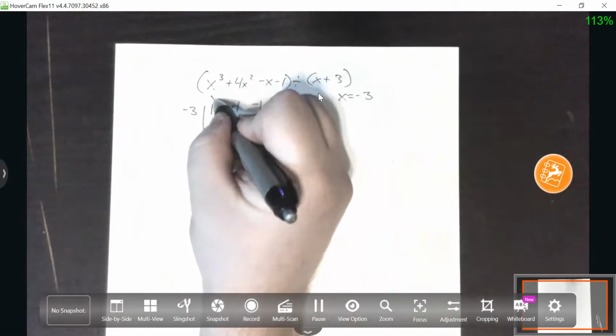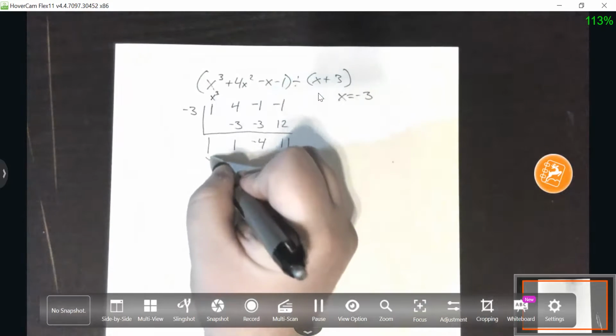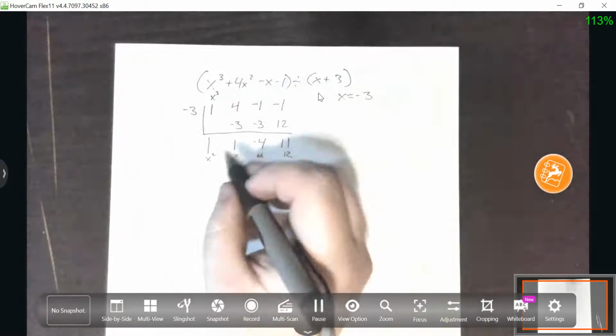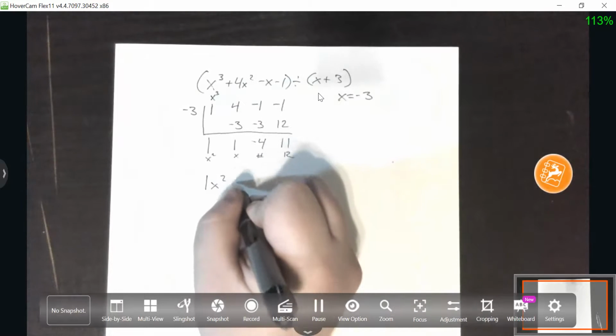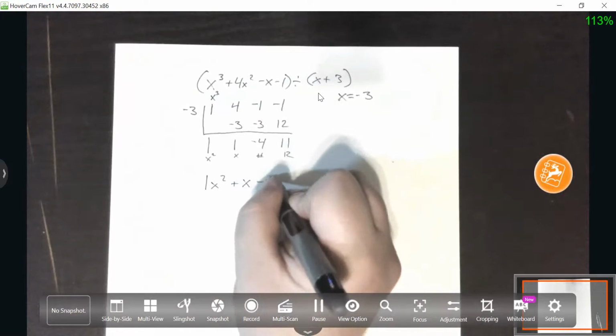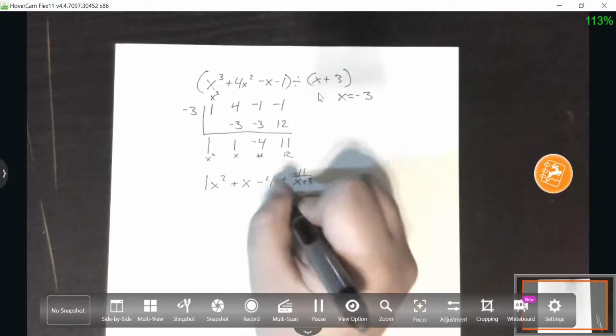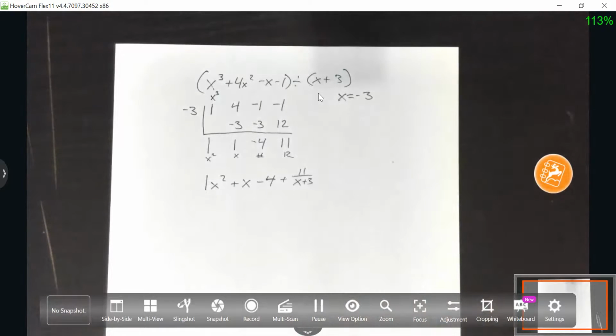So we started with x cubed. So now this is going to be an x squared, an x, a number, and our remainder. So my answer is 1x squared plus x minus 4 plus 11 over x plus 3. So with simple cases like this, synthetic division is much more compact. It's a lot easier to do.